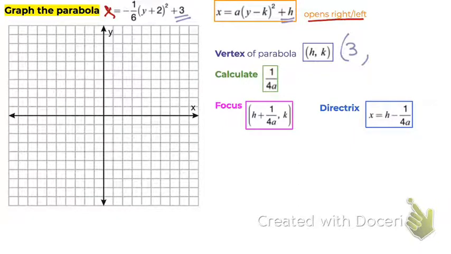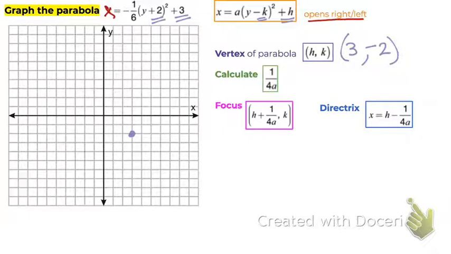And then k, which is the number that's subtracted from y. And here it says plus 2, which is the same as subtracting a negative 2. Negative 2 is subtracted. So let's plot our vertex at 3, negative 2. And now I just need the focus and the directrix.